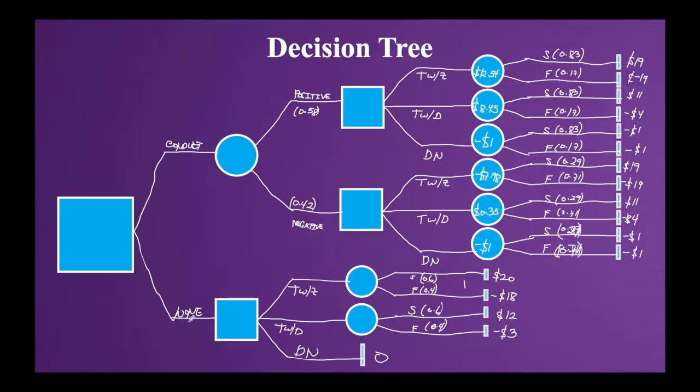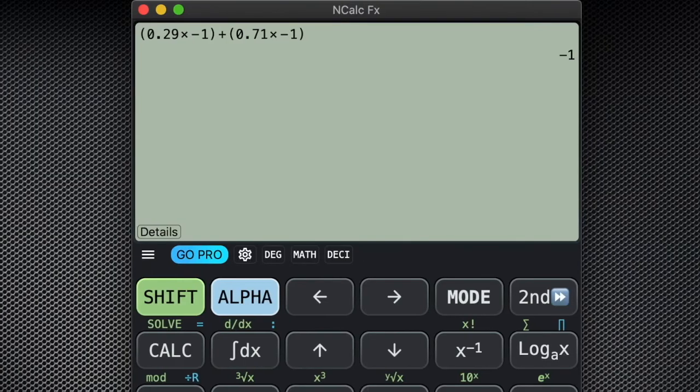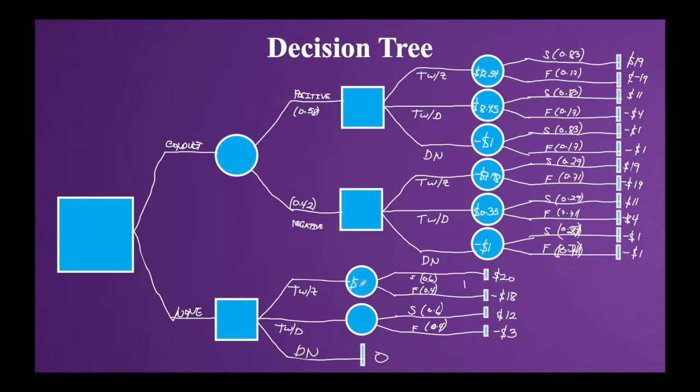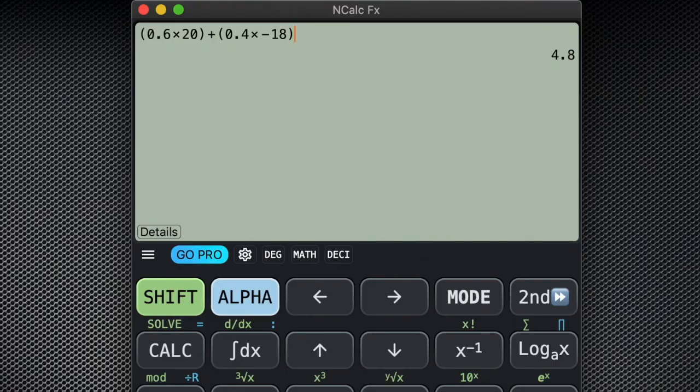Next, for the wala tayong survey, 0.6 multiplied to 20 plus 0.4 multiplied to negative 18. So, let's write it here. 0.6 multiplied to the value na payoff, 20, plus we have 0.4 times sa negative 18 na payoff. Answer is 4.8. So, let's write 4.8 here. Positive, no? 4.8. Next, 0.6 times 12 and 0.4 times negative 3. So, ito na lang pala.